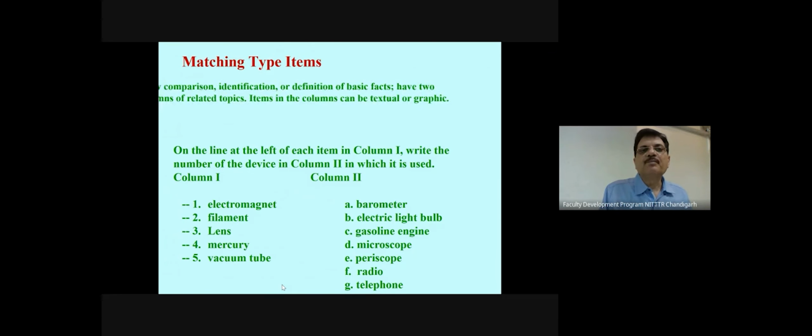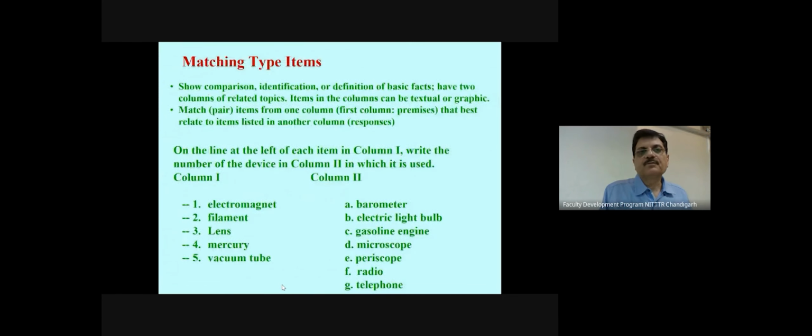Now moving to matching type item. These show comparison, identification or definition of basic facts. So this type of question has got 2 columns or 2 tables. You have to match items from one column that best relates to item listed in another column.